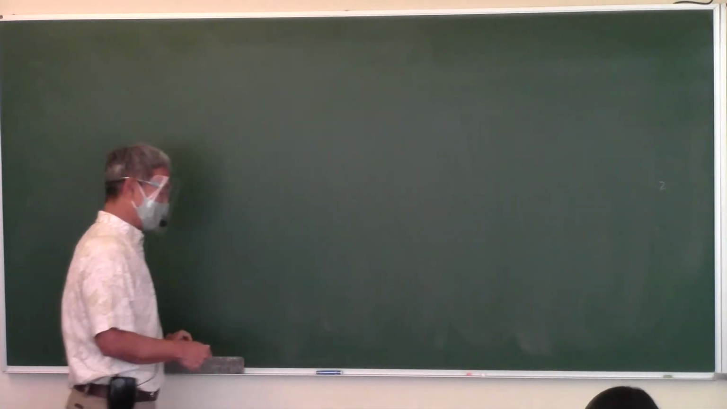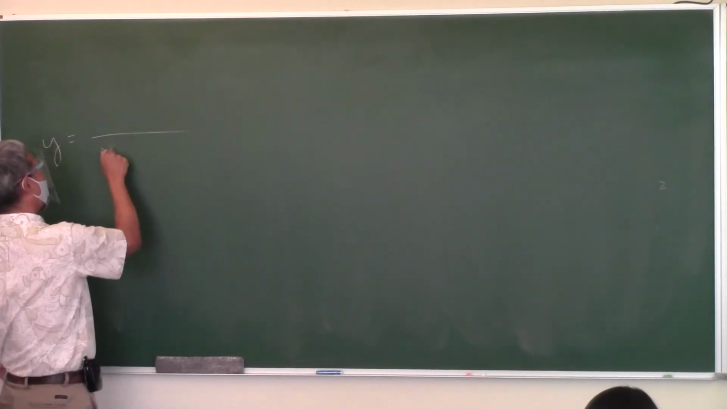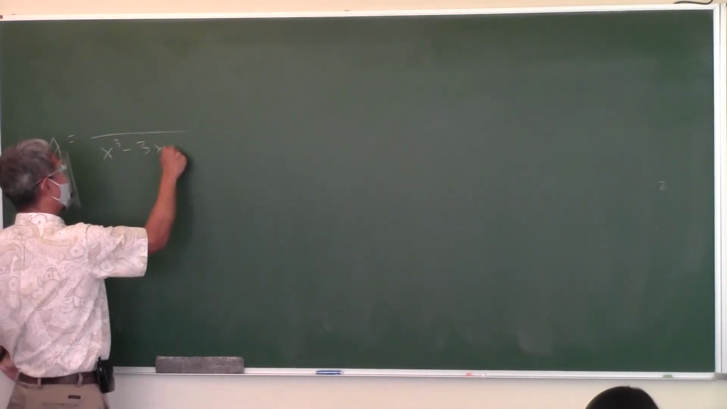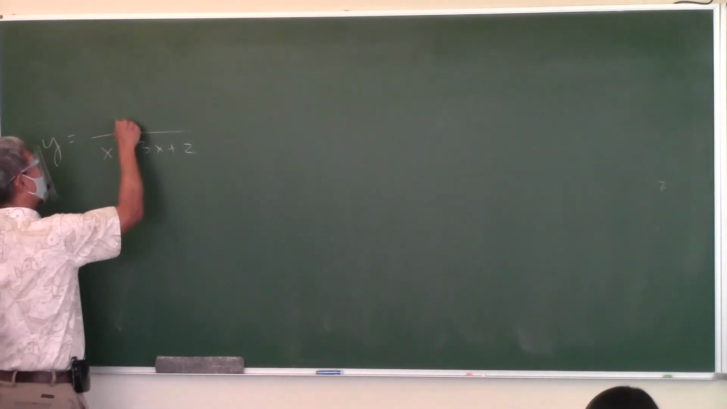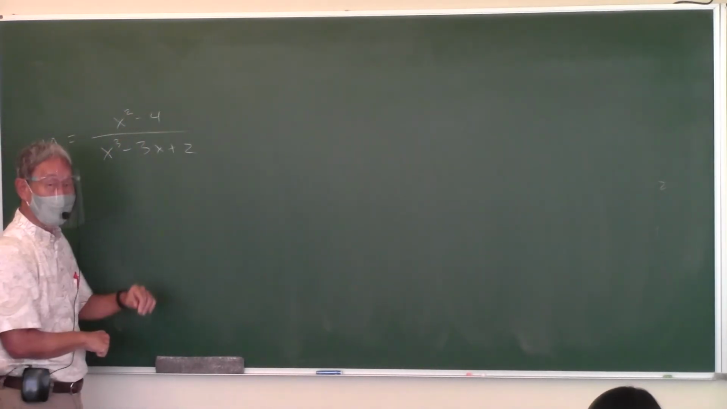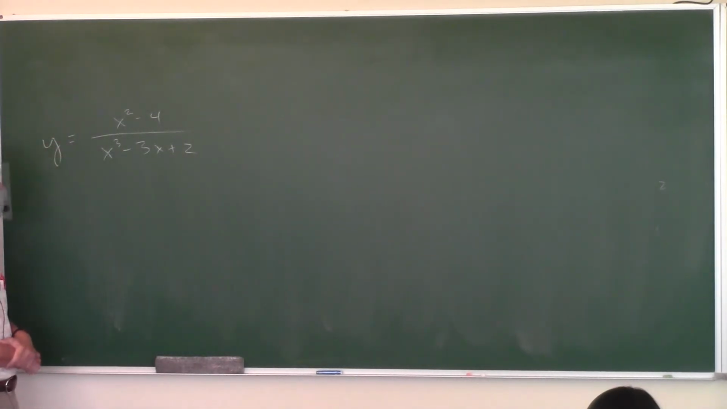Okay, let me think of one. Shh. Let me concentrate. Y equals, okay, on the bottom. How about x cubed minus 3x plus 2? Woo! X squared minus 4. Yeah, let me think about that. Yeah, that's good. Okay, here. This is a good problem. Okay, so go through the 4 steps.